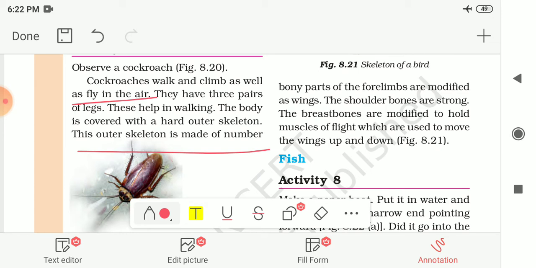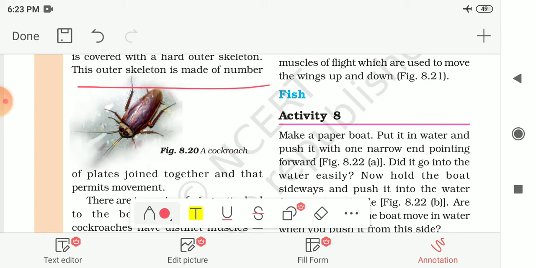This helps in walking, and the body is covered with a hard outer skeleton. This outer skeleton is made up of a number of plates which are joined together, and that allows the movement in the cockroach. There are 2 pairs of wings attached to the body behind the head.